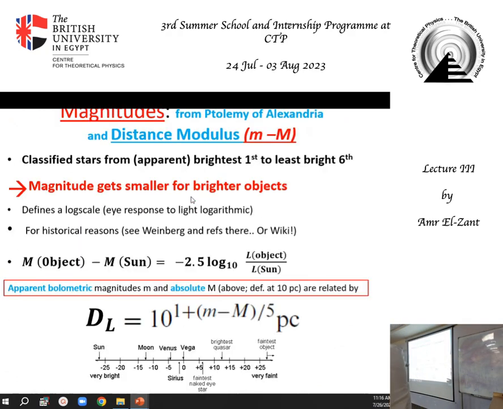Now, here's this thing from Alexander. Ptolemy classified the stars with apparent brightness. So he classified this. The highest is the brightest, number 1, 2, 3. That's why it goes the wrong way.